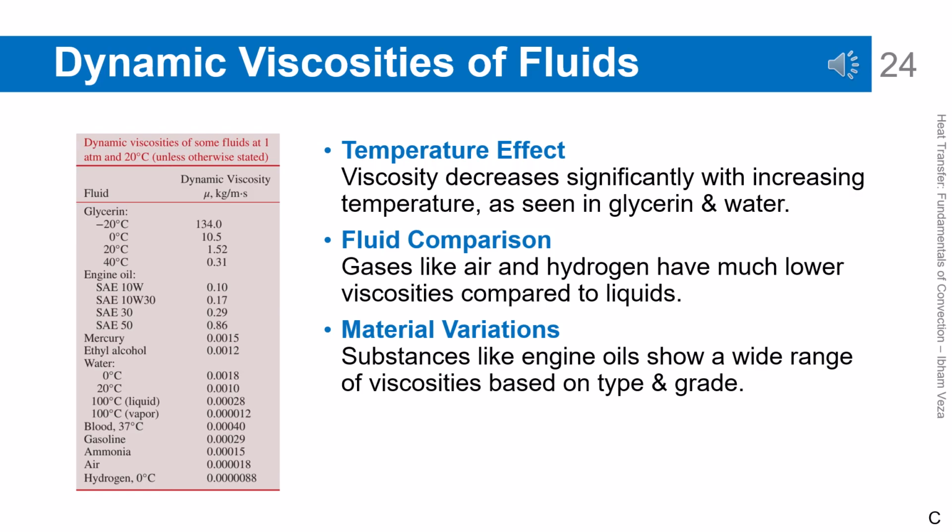Dynamic viscosities of fluids. This table shows that viscosity strongly depends on the type of fluid and temperature. Fluids such as glycerin and oils show very large changes in viscosity with temperature. Gases have much lower viscosities compared to liquids. This variation explains why flow behavior can be very different among fluids. Such data are important for practical calculations in flow and heat transfer analysis.